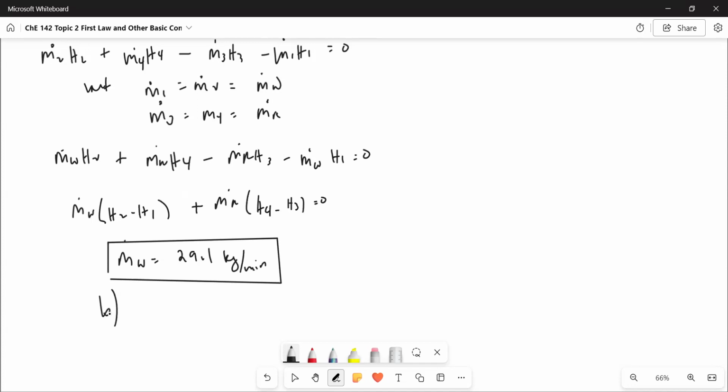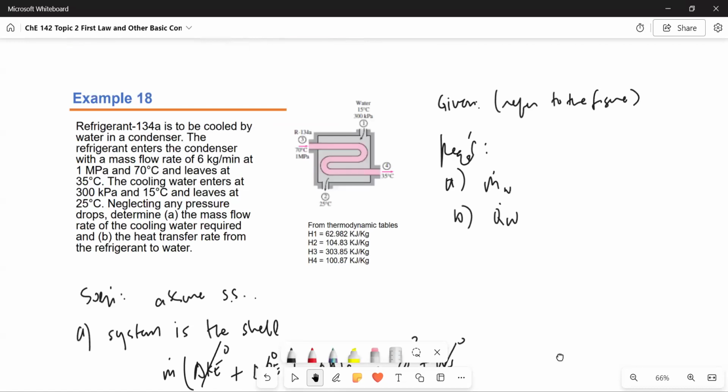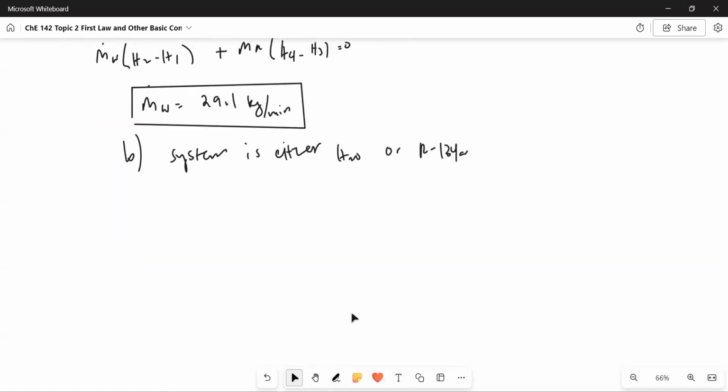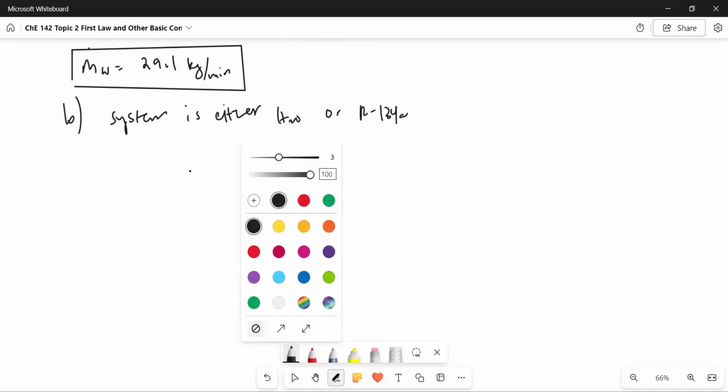For letter B, we will change the system in consideration. You can either select the water or the refrigerant only. The system is either H2O or R134A. Is it correct? The refrigerant is R134A. Yeah. So say I selected water.